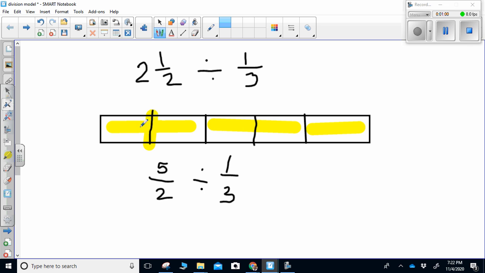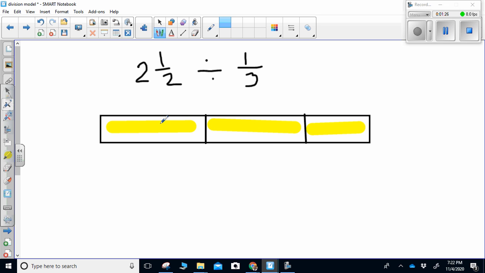I can't really split this up so well because 5 halves and 1/3 don't really have anything in common. So that being said, I could find a common denominator. The least common multiple of 2 and 3 is 6, because if I count by 2, it's 2, 4, 6, and if I count by 3, it's 3, 6, 9, and the first number that they have in common is 6, so 6 is the least common multiple.